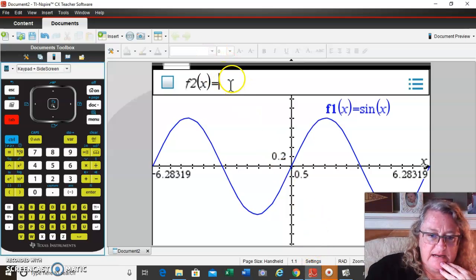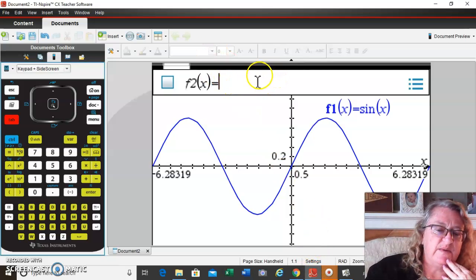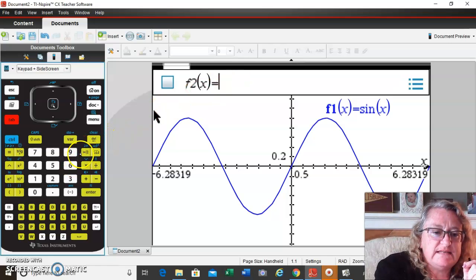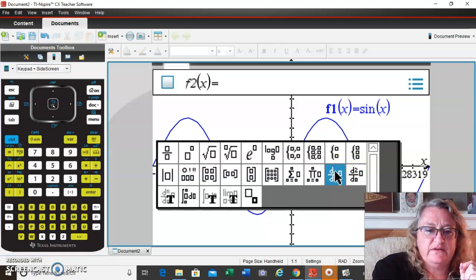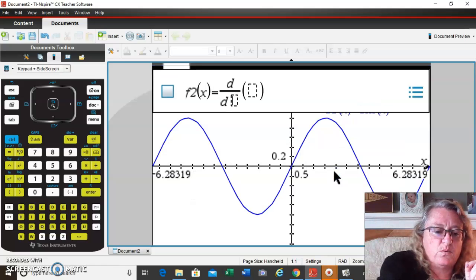I hit tab and how to put the derivative into the TI Nspire. So we use this button here, the one that has the template button, and we find the derivative. The first derivative looks like this, right? That's the second derivative. And then we can do derivatives of any number we want there. So we're going to do the first derivative. And we're working in x.